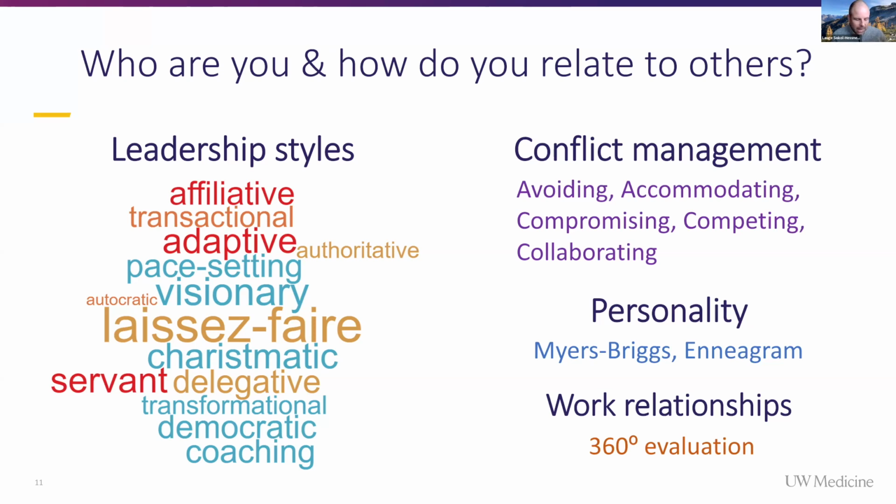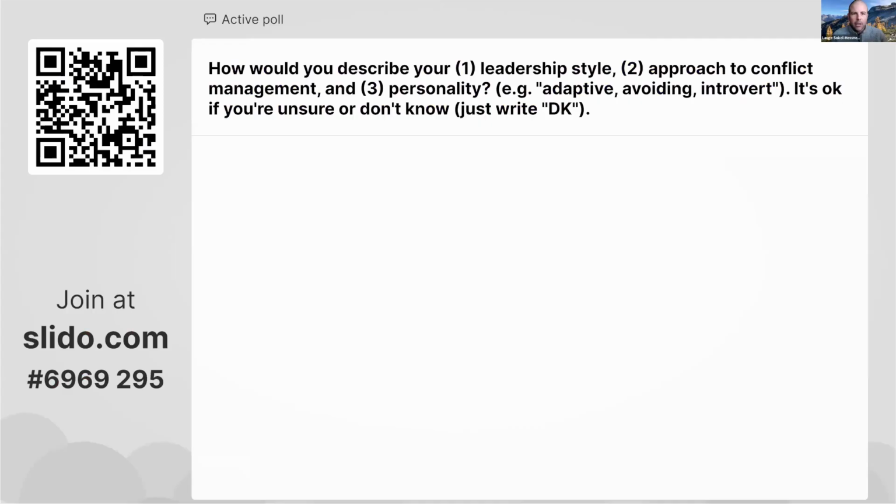All right, so I'm going to ask you on this next slide three things, and you can just put it into one response, separated by commas. How would you describe your leadership style? How would you describe your approach to conflict management? And how would you describe your personality? For example, you could say, I have an adaptive leadership style, I'm avoidant, and I'm an introvert, or something like that. It's totally okay if you don't know or you're unsure, you can just write DK.